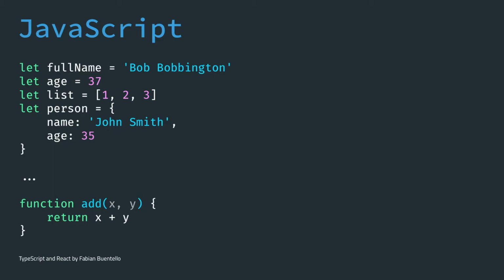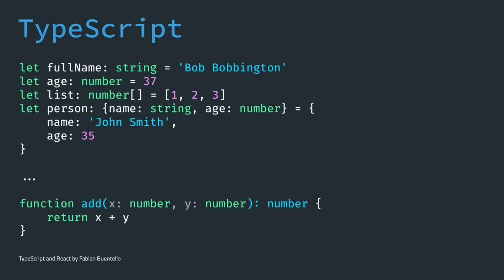If you want to add TypeScript, all you're going to be doing essentially is saying, hey, full name is a string. Age is a number. List is an array of numbers. Person is an object, which I know this one looks a little bit funny. I'm going to be talking to you about interfaces in a bit, but person is an object with two properties, name and age, and here are those types.